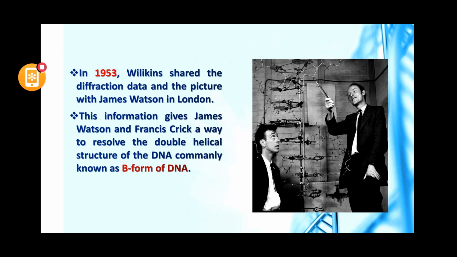In 1953, he shared the diffraction data and the picture with James Watson in London. After getting the information, Watson and Crick finally built and resolved the double helical structure of DNA, which is commonly known as B form of DNA. You can see James Watson standing and pointing at something in the DNA model, and Francis Crick observing. So it has an interesting story behind it.